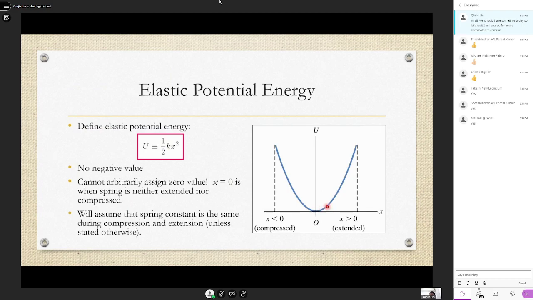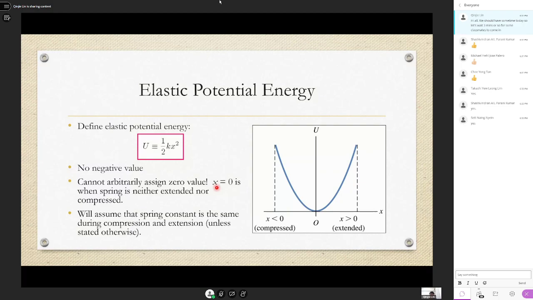Then you go and stretch it, you will increase the energy, correct? According to how much you have stretched, the x value, half kx squared is the energy. So if you increase x, the elastic potential energy is going to increase. If you go and compress, it's also going to increase. It's only when you do nothing to it, when it's at the equilibrium position, that it has no potential energy. That's why zero must always be here.